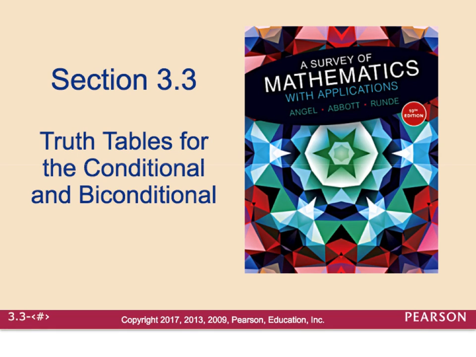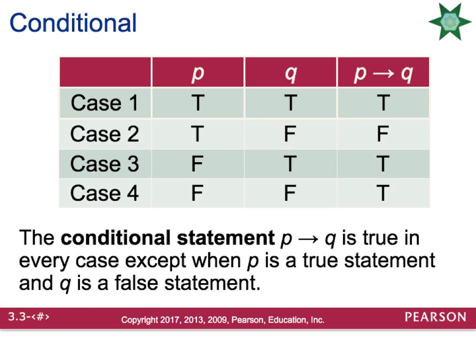Section 3.3 is going to be a continuation of truth tables. This time we're going to look at the conditional and biconditional truth tables. Conditional is the if P then Q statement, and there is only one time where the conditional statement is false.